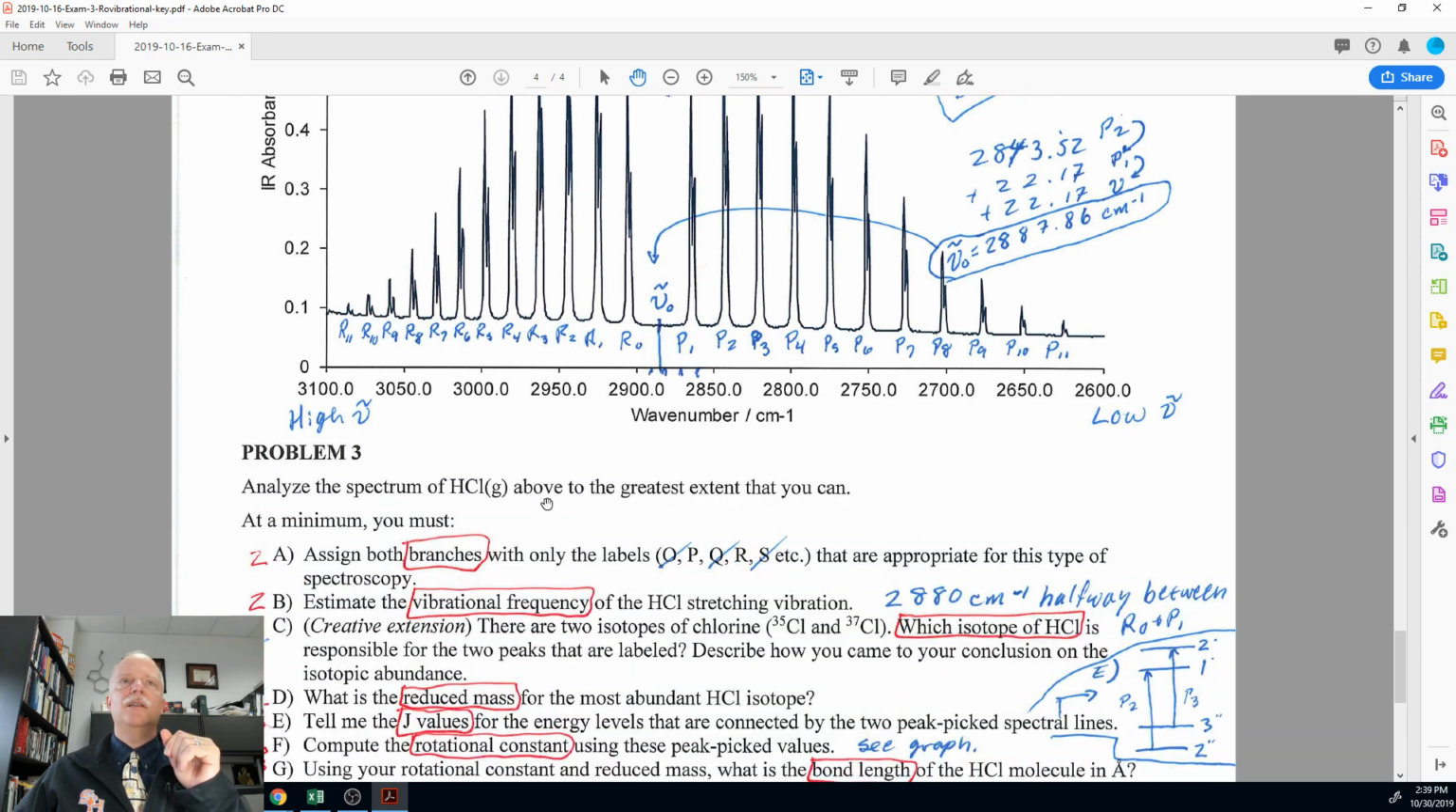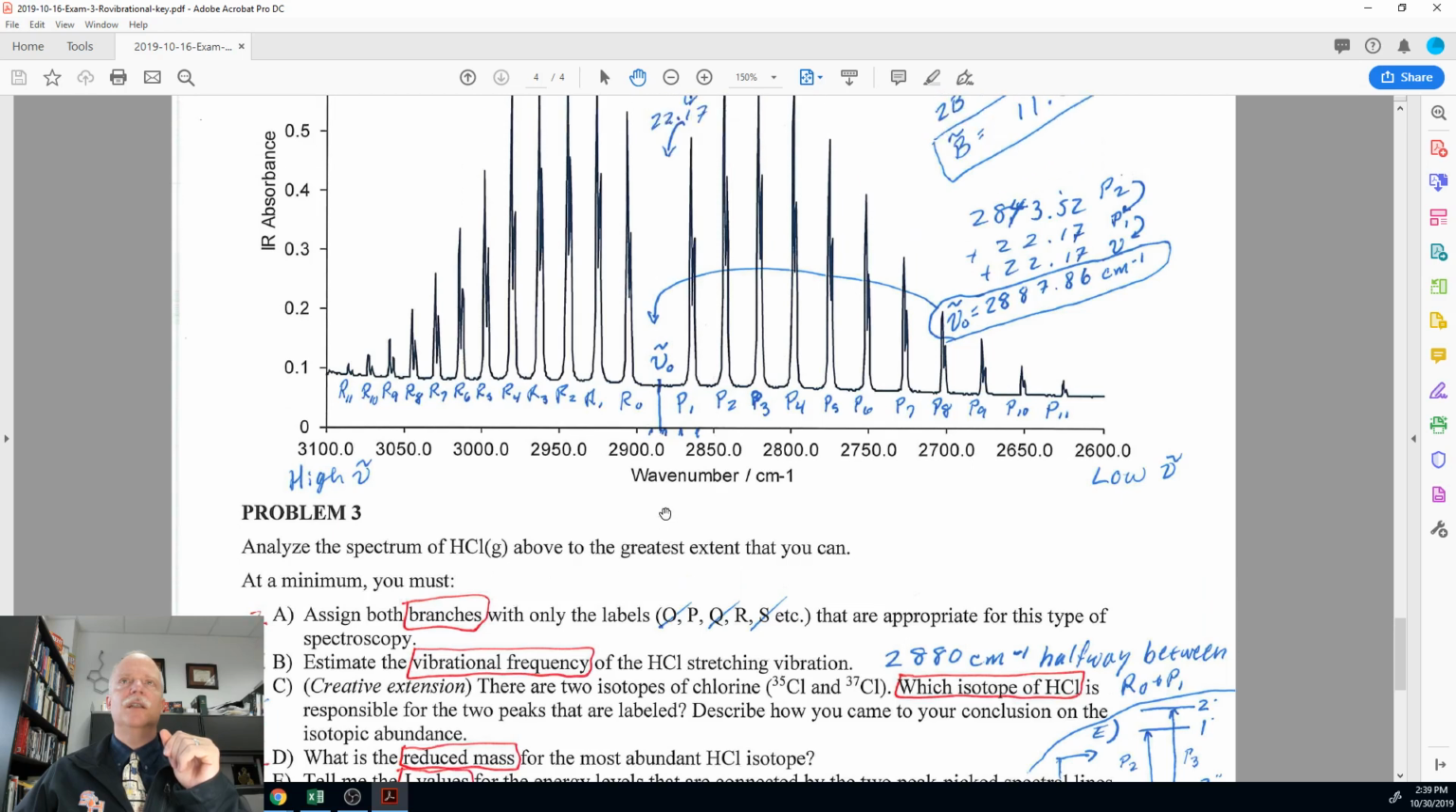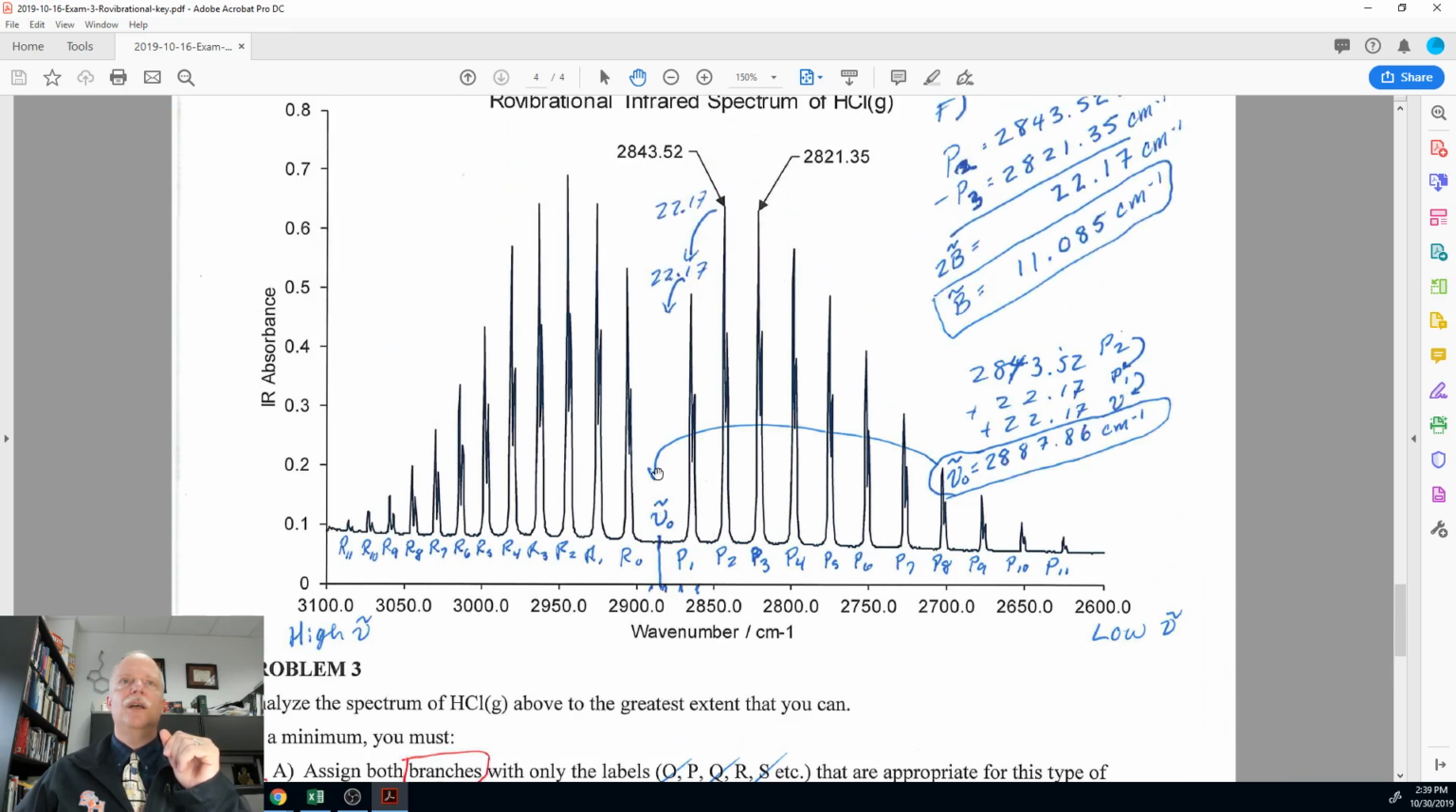So the problem is analyze this HCl spectrum to the greatest extent that you can. So I've put in all of the assignments. We start with a P1 because it's delta J minus 1. We can't start at 0 because you can't go to negative J. So starting at J equals 1, going to J equals 0, then J equals 2 to 1, 3 to 2, 4 to 3, etc. Starting at 0 for R, we're going plus 1. So this is the R branch. J equals 0 to 1. And then 1 to 2, 2 to 3, 3 to 4, etc.